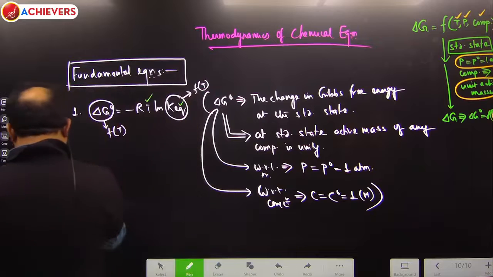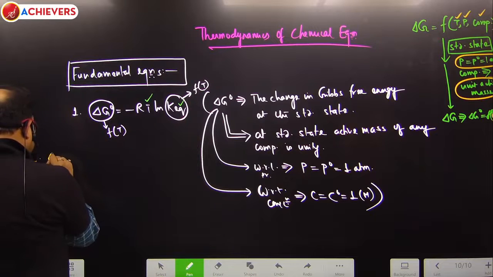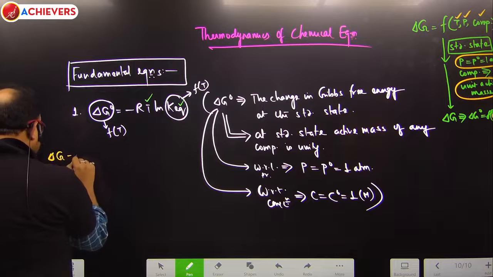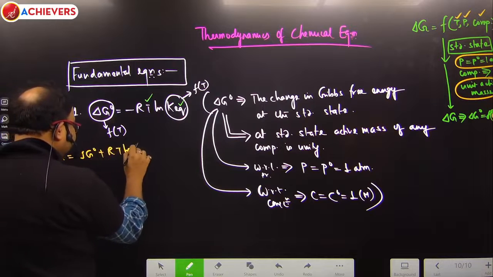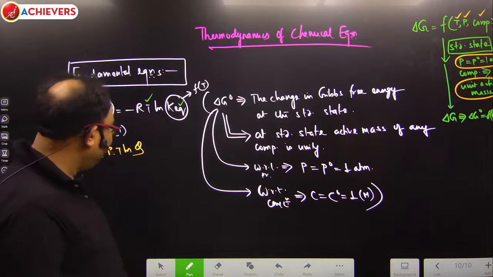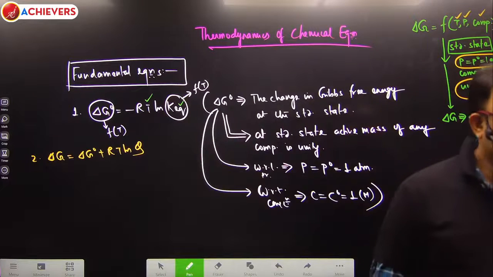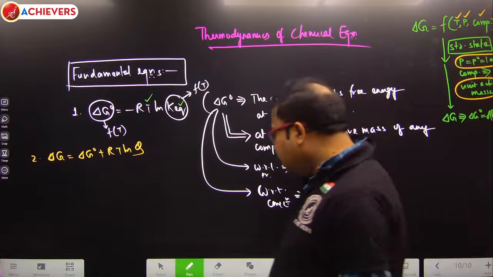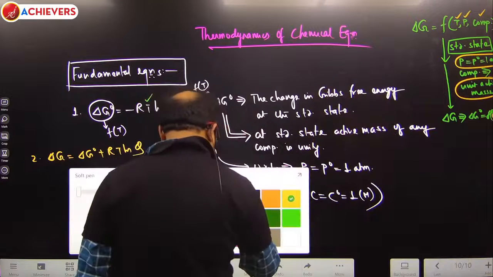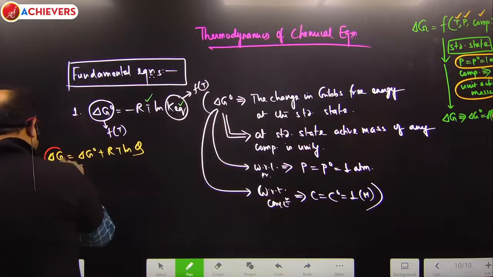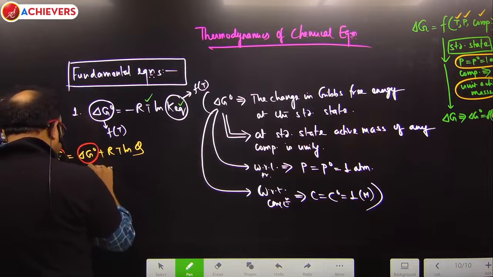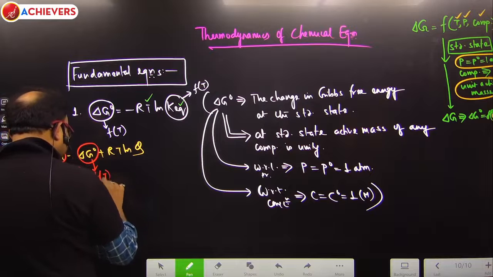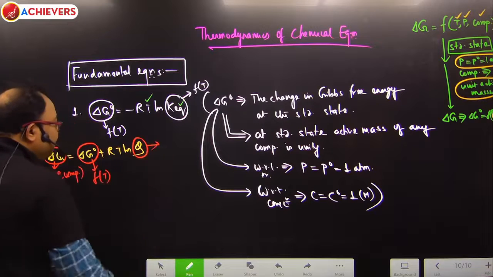Now my second equation is about delta G. Delta G is equal to delta G naught plus RT ln Q. Now we know everything about the functionalities. Delta G is a function of temperature, pressure, and composition. Delta G naught is just a function of temperature. So what about Q?